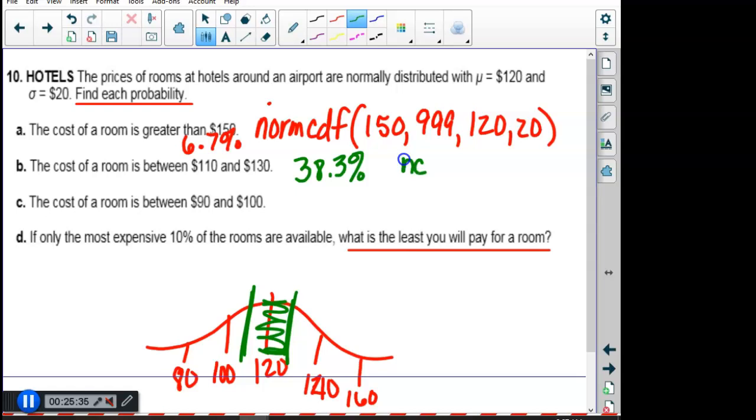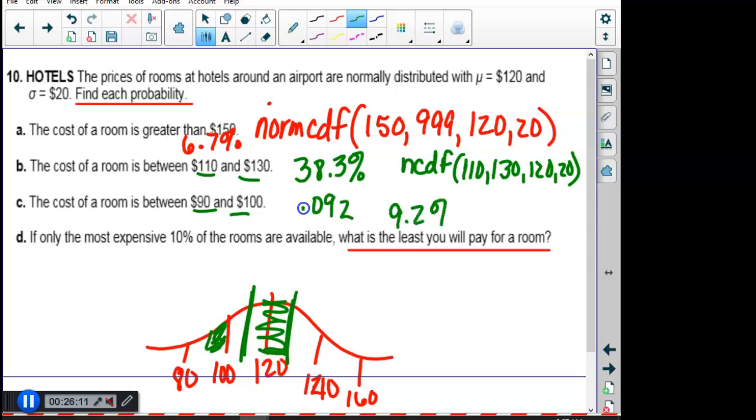Okay, so it was norm CDF. Now I am abbreviating. 110, 130, 120, and 20. So we used these two as the lower and upper. Room between 90 and 100. 90 and 100 is talking about down here, so it's going to be a much smaller area under there. I got 0.092, or about 9.2% of the rooms.